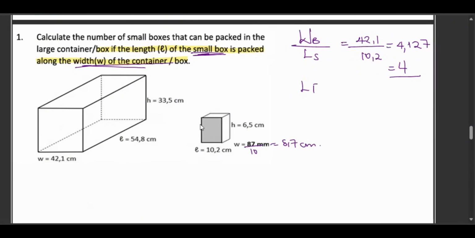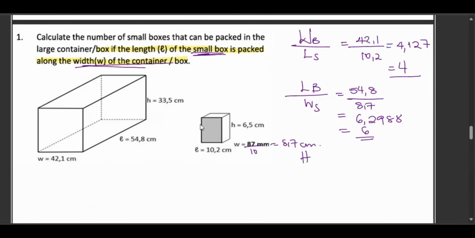That means the length of the bigger box versus the width of the smaller box. The length of the bigger box is this much, whereas the width of the smaller box is 8,7. Remember, units have to be the same. So 54,8 divided by 8,7. Here we have the answer as 6,2988. So we take the number down, which is 6. Then ask yourself how many will fit in the layers when you pack them on top of each other.